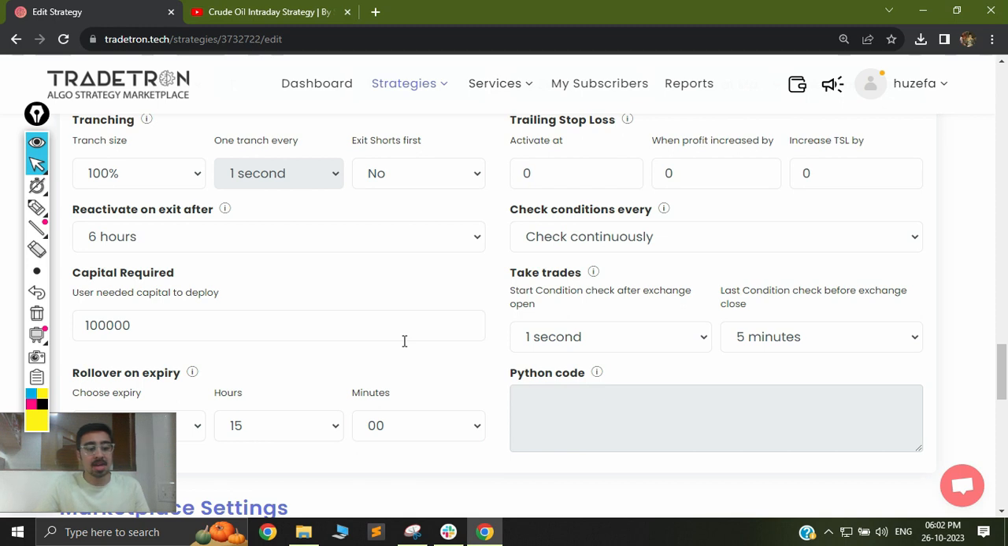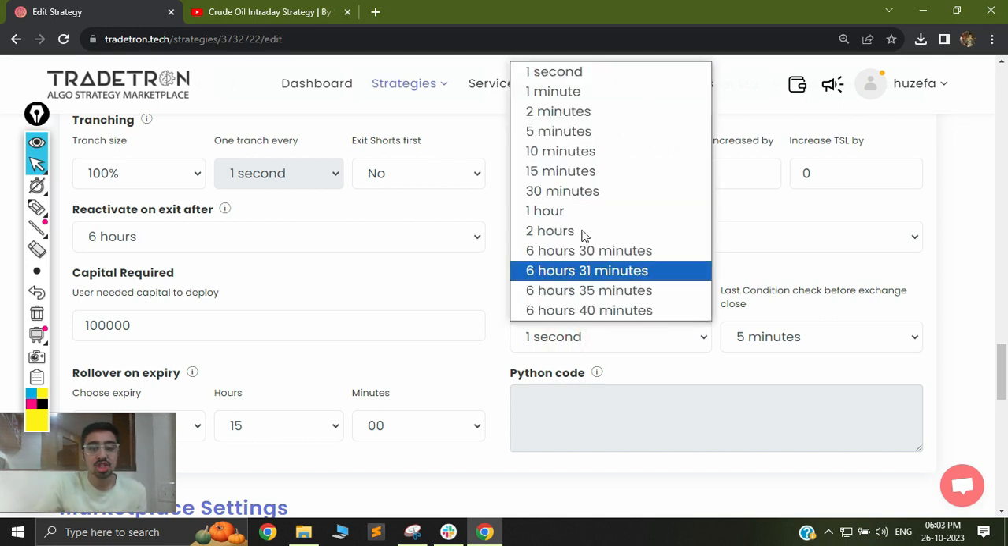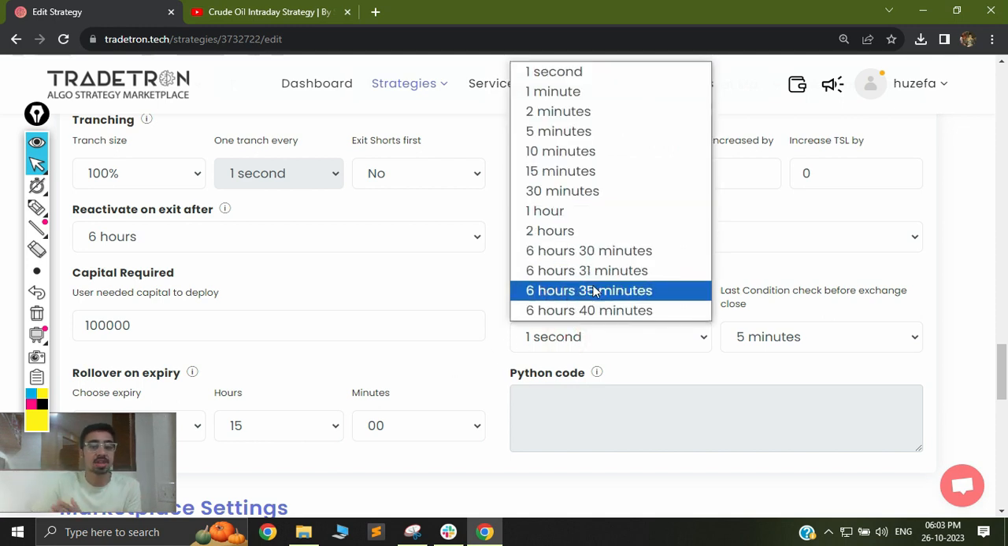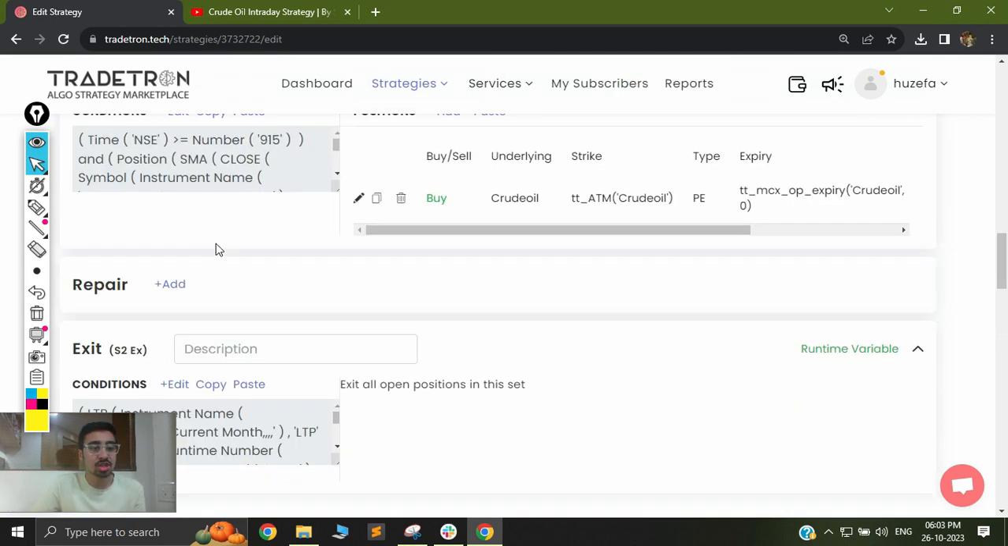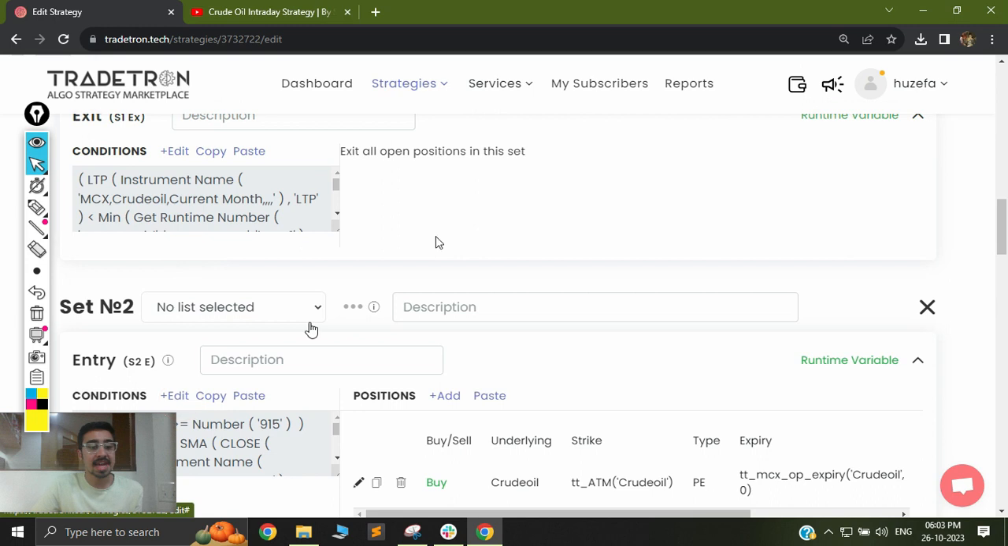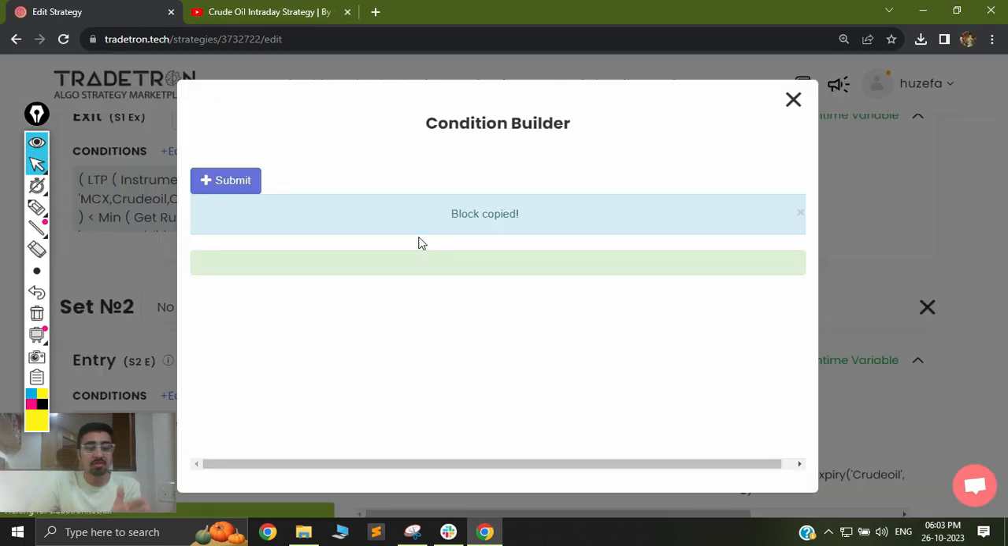If you are planning to run this strategy along with your NSE strategies, which means you want this to run only after 3:30 or 4, you will basically want to change this take trades to 6 hours and 30 or 6 hours and 35 minutes. And you will have a condition in entry as time greater than 15:45 or 15:35 and so on. So those are the two changes that you will need to make.